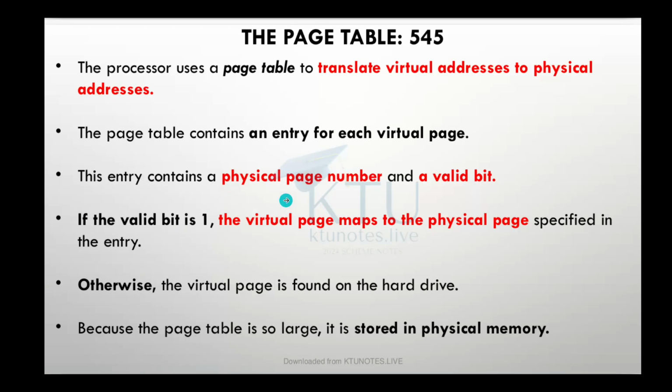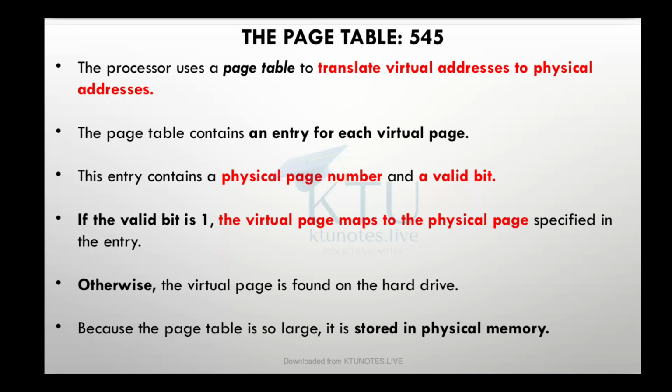If the valid bit is 1, it means the virtual page can map to the physical page. Otherwise, the virtual page is found on the hard drive. If the valid bit is 0, there is nothing there in the page table. For every virtual page there would be a corresponding page table entry, and that entry would contain the physical page number and the valid bit. If the valid bit is 1, the virtual page maps to its physical page; otherwise, the virtual page is found on the hard drive.